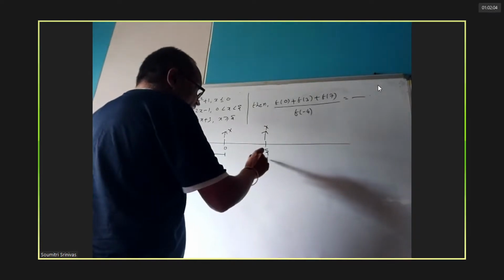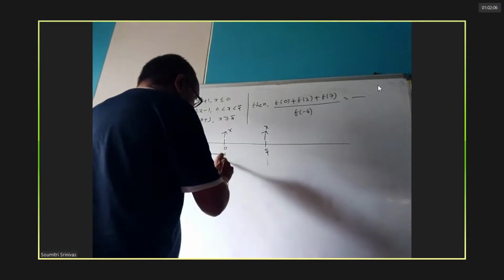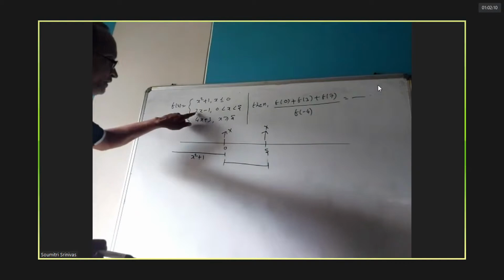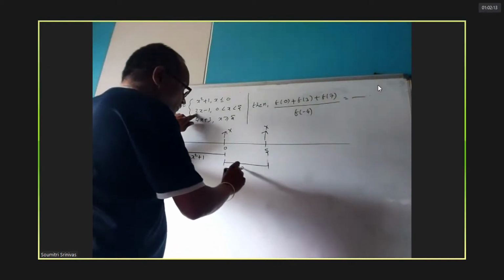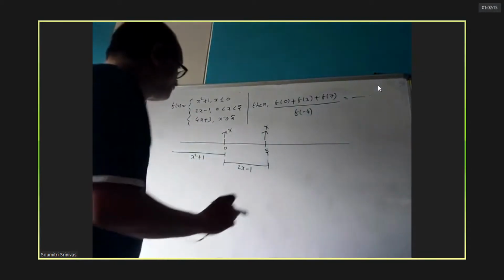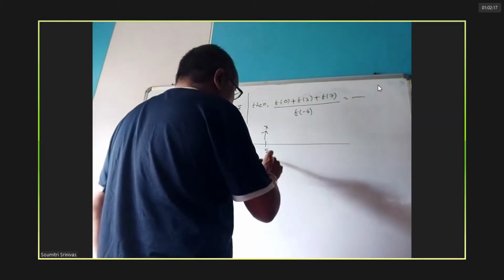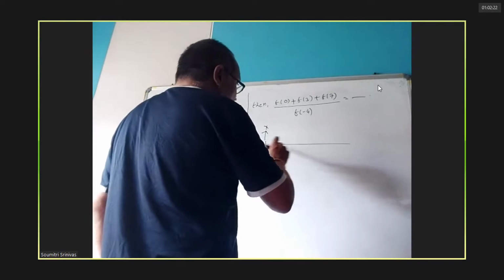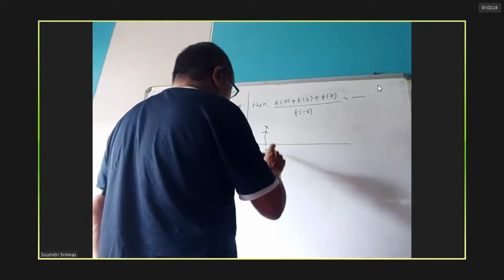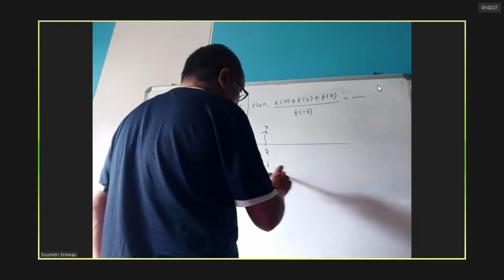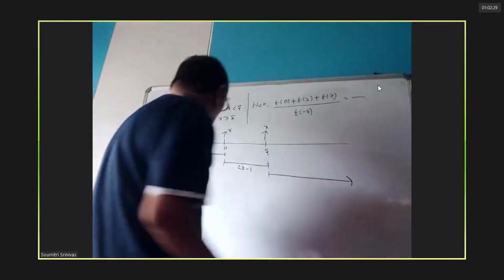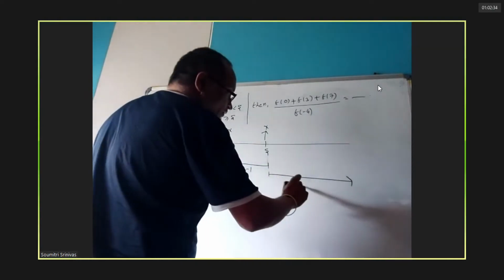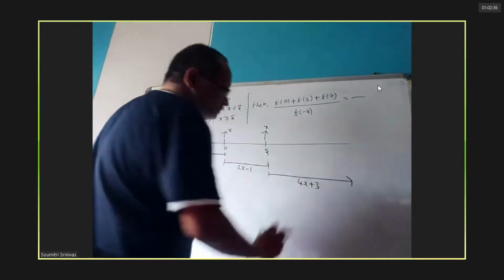In this interval, how is the function defined? 2x minus 1. Now last, from 5 till infinity, how is the function defined? 4x plus 3.